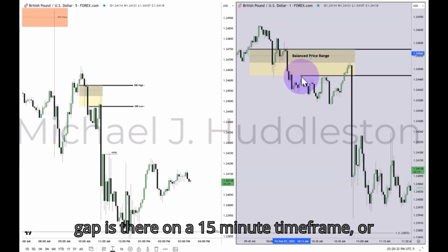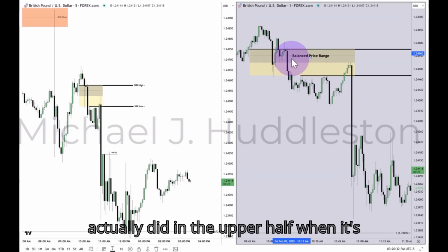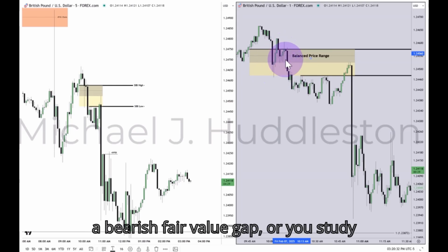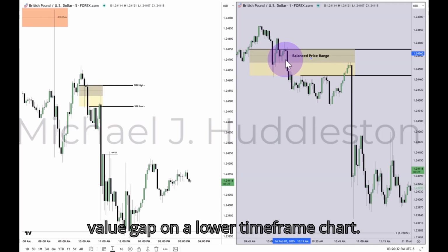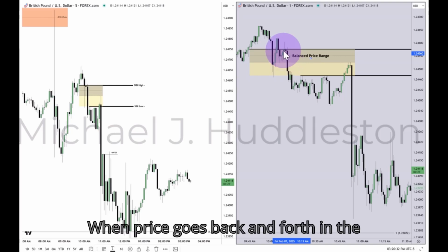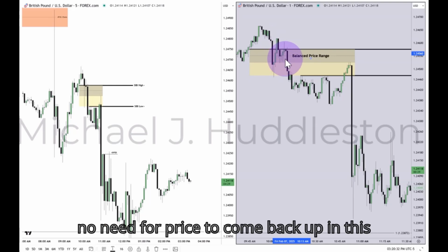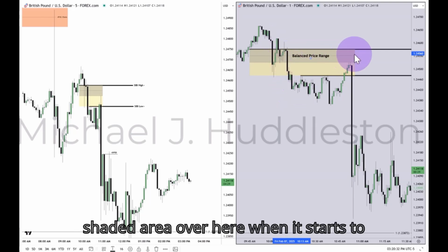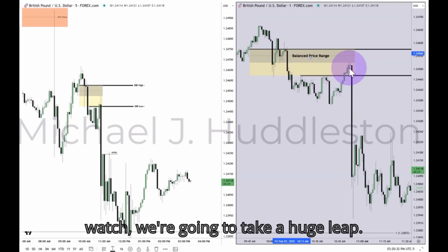So once the fair value gap is there on a 15-minute time frame or any time frame, you drop down to the lower time frames and you study what price actually did in the upper half when it's a bearish fair value gap, or you study the lower half when it's a bullish fair value gap on a lower time frame chart. When price goes back and forth in the upper half, it becomes balanced. There's no need for price to come back up in this shaded area over here when it starts to return back inside of it.